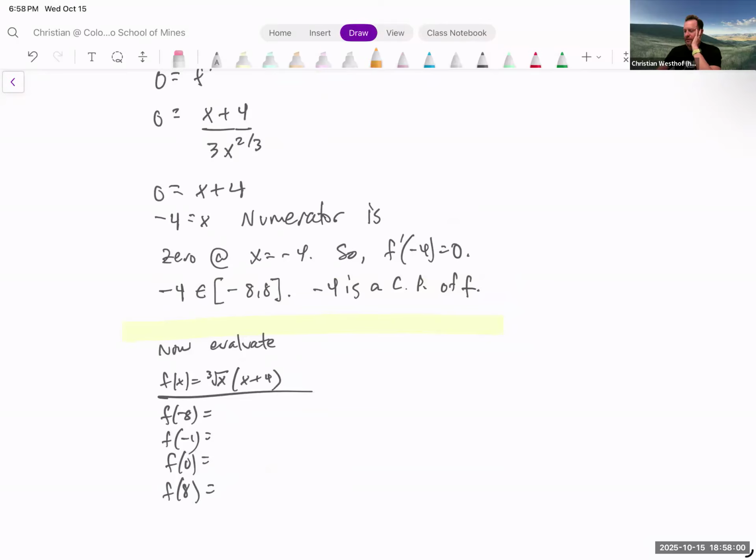We have the 2 critical points, -1 and 0, and then we have the 2 endpoints, -8 and 8. To decide if you get absolute max and absolute min at these locations, you have to plug them into the original function and see what you get. So first factor, cube root of x. If we plug in a -8, we get -2. If we plug in a -1, we get -1. So -2, -1, we get 0, and we get 2.